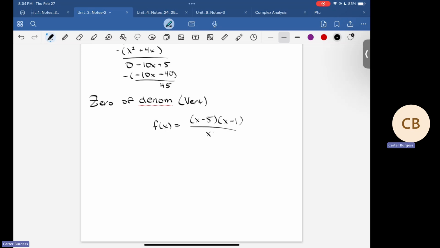And what we can note is that there are no factors on top that match the x plus 4 that we have on bottom. That implies asymptote. In particular, the asymptote is going to appear when x plus 4 is equal to 0. And so the vertical asymptote that we get by subtracting 4 from both sides is the line x equals negative 4.